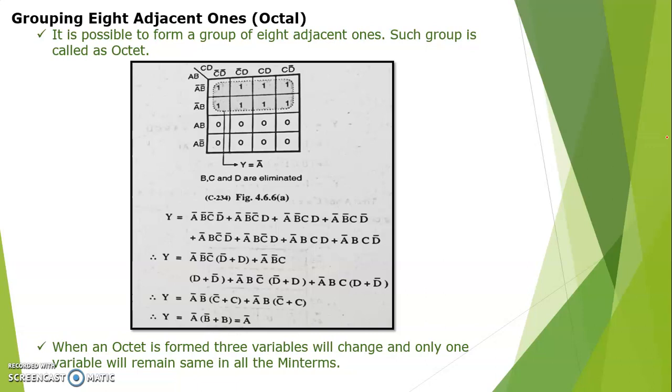Y equals to A bar B bar C bar D bar plus A bar B bar C bar D plus A bar B bar C D plus A bar B bar C D bar. Again you have an equation like the plus. So now you will get an equation like that. Again you have to do the plus A bar B C bar D. So you will create a total of 8 terms for the simplification. Now we have to eliminate something. When an octet is formed, 3 variables will change and only one will remain the same in all min terms. When an octet, the 3 variables will change and one variable is always the same in the min term.